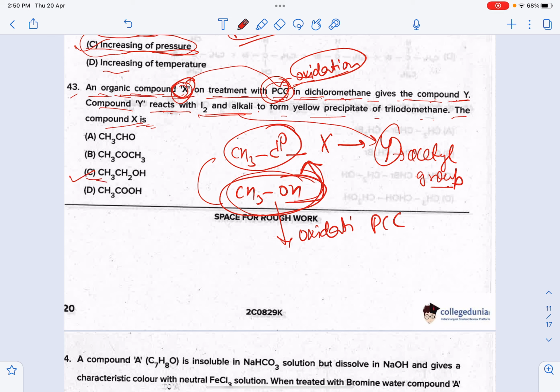The correct option is C, because it undergoes oxidation and gives acetone, and this acetone undergoes the iodoform reaction. Other compounds like CH3CHO will not react with iodine and alkali because they do not possess this group. So our correct option will be C.